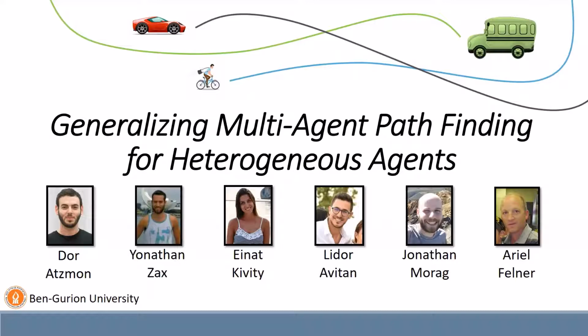This research is called Generalizing Multi-Agent Pathfinding for Heterogeneous Agents. This is joint work with Yonatan Zaks, Einat Kiviti, Lidor Avitan, Yonatan Morag, and Ariel Fellner.